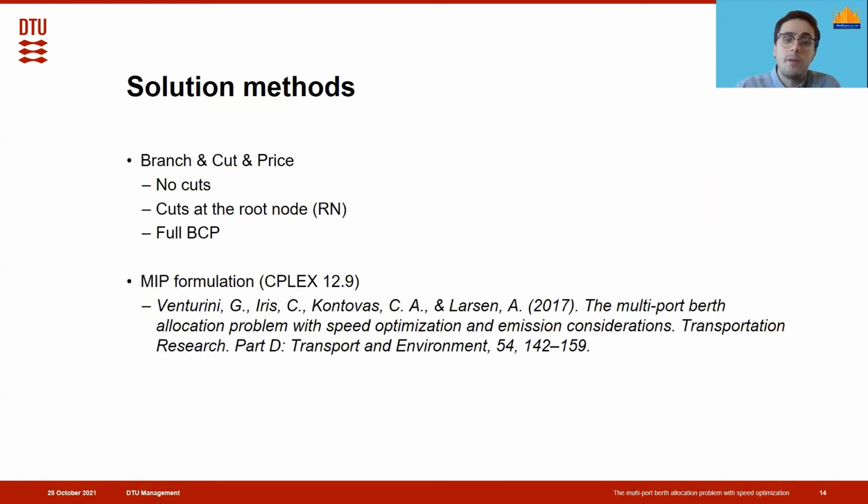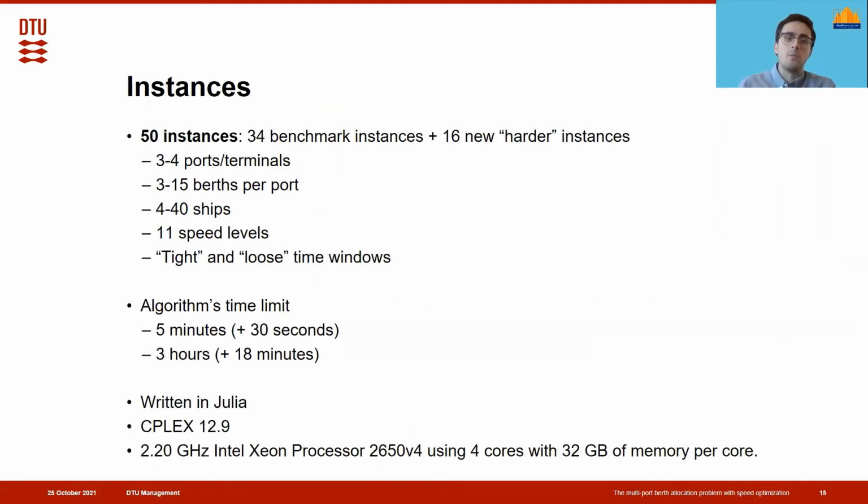We test 3 different variants of this method, depending on the scope of the cuts that are added. First, a pure branch and price with no cuts at all. Then another variant where we only add cuts at the root node, and then the full branch-and-cut-and-price. We compare this to the MPBAP formulation that is presented in the first paper about this problem, where we solve it with Cplex.